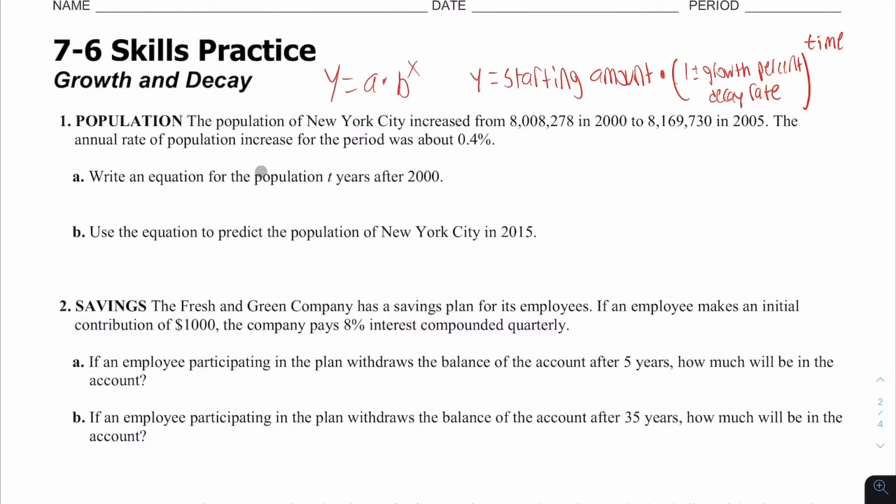In this first example, write the equation of the population t years after 2000. We have it increased from this, so it started here, it ended here, and it changed 5 years. It gave us the growth rate, 0.4%.